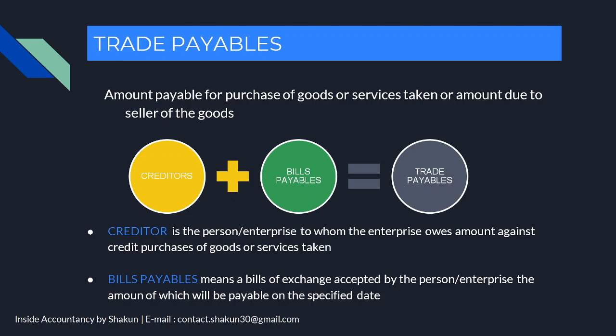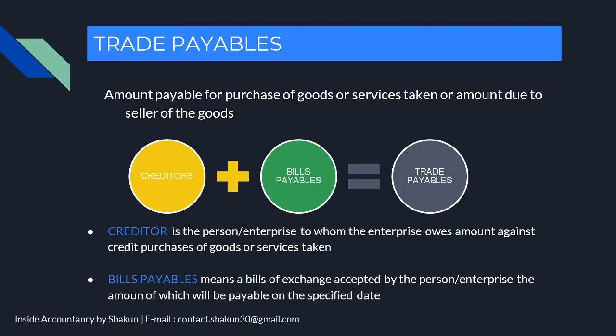Here, the bill of exchange may be made by the seller and it may be accepted by the business, stating that the money will be paid after a specified period of time. So that documentary evidence is called a bill of exchange. So bills payable is basically the bill of exchange which shows that the business will make the payment after a specified period of time. So the total of creditors and the bills payable amounts to trade payables.